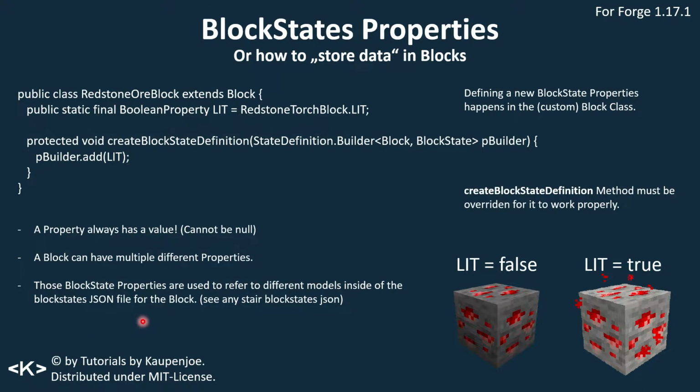And this is really cool, those block state properties are then used to refer to different models inside of the blockstates JSON. Now, we've seen this before with the stairs, with the doors, all of that, these non-block blocks, so to speak. And we can, of course, also then change the appearance inside of the world. So, for example, when we have a RedstoneOreBlock that is lit equals false, then it looks like this. And when it's lit equals true, then it looks like this. So that's actually pretty cool.